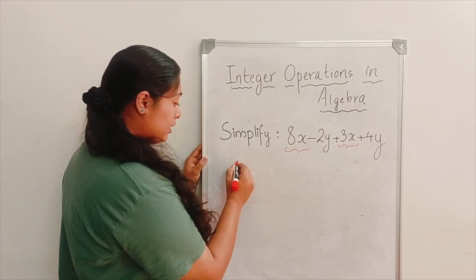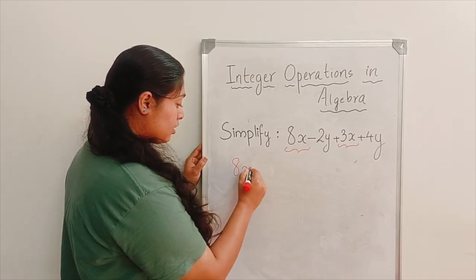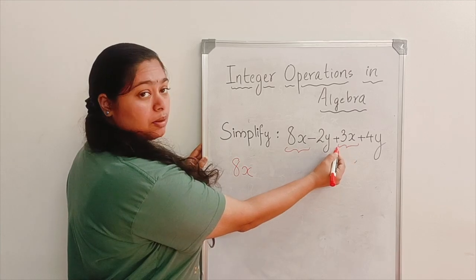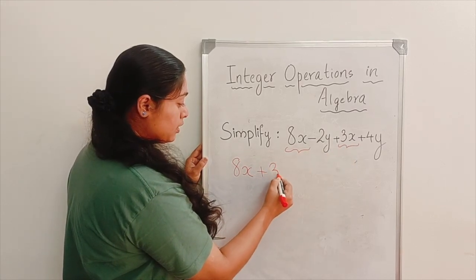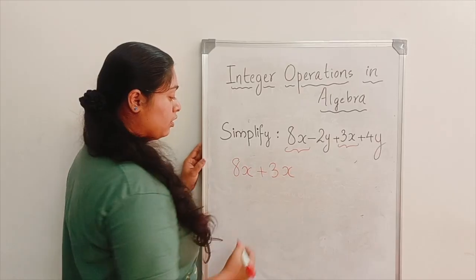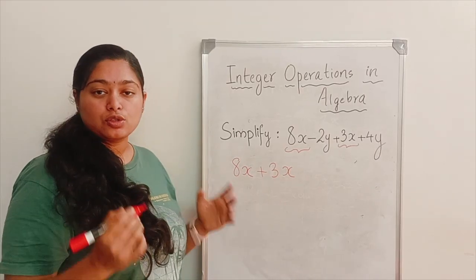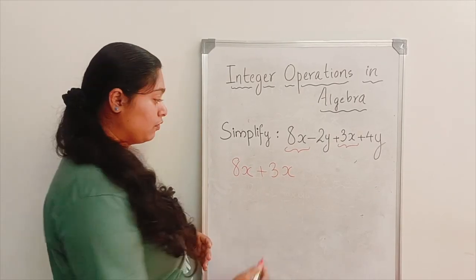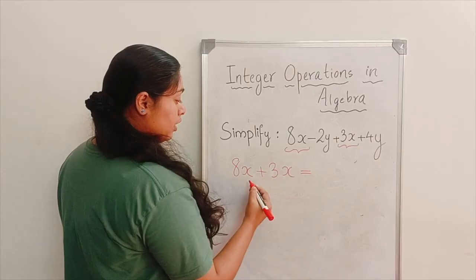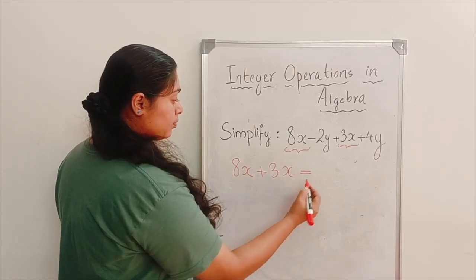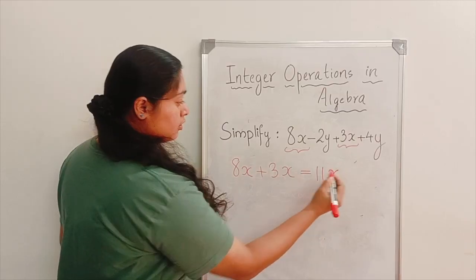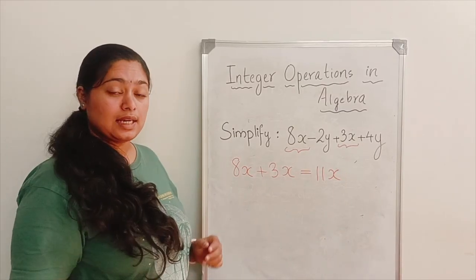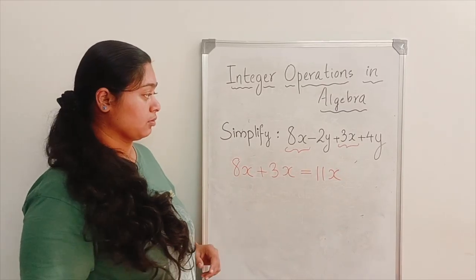Let me separately write them. 8x and 3x is having a positive symbol in front of it. So let's not change that. It's going to be plus 3x. Now this is as usual, just two positive numbers, nothing to get confused, just add them. 8 plus 3, 11x.